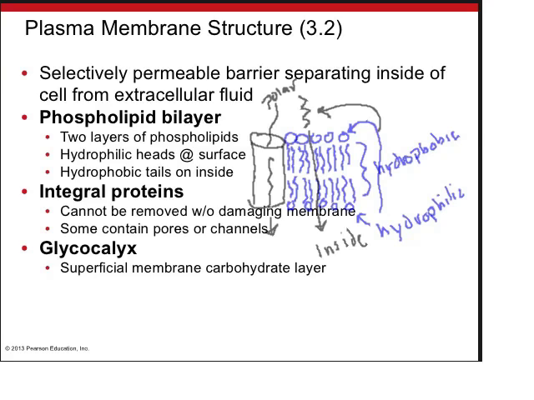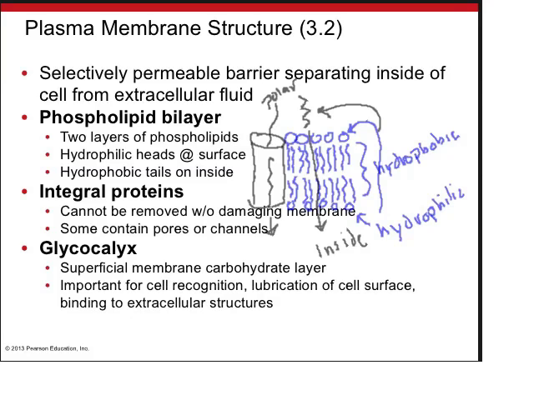The glycocalyx also serves as a portion of the extracellular matrix, and that's important as a way of sending cells messages. It's also important as a way of stabilizing the cell's position in a tissue, okay? And it also serves as a cluster of molecules that can be recognized by other cells in the event that they have to interact in some way. It also has a lubricating function, and it can bind to extracellular structures.